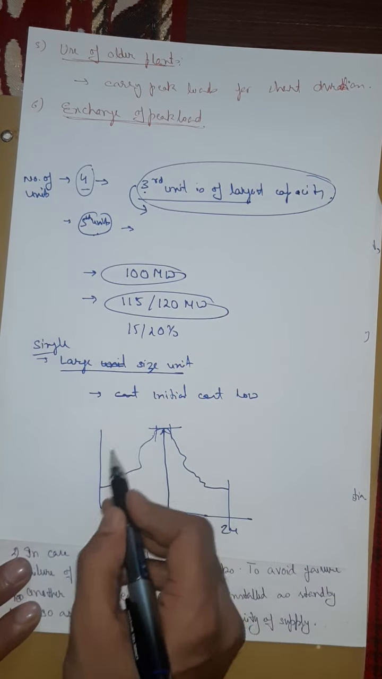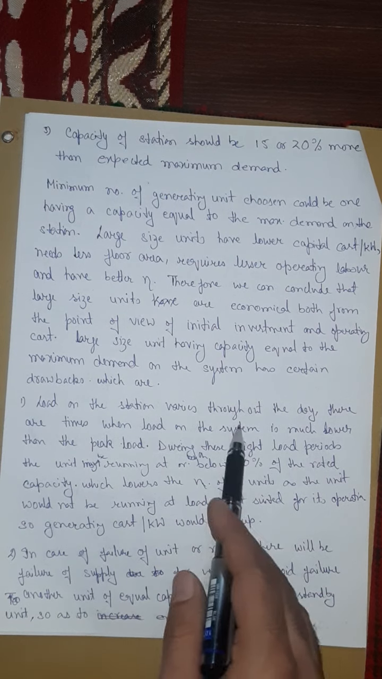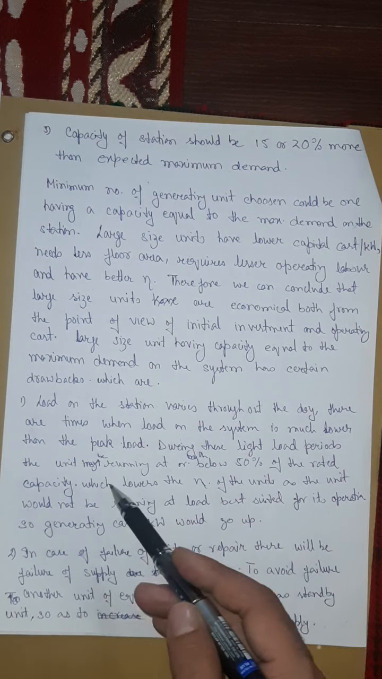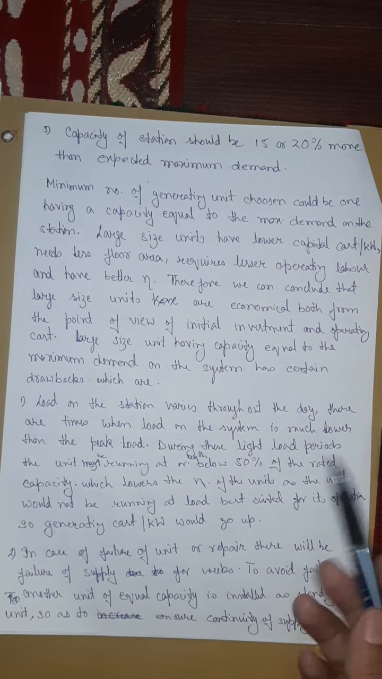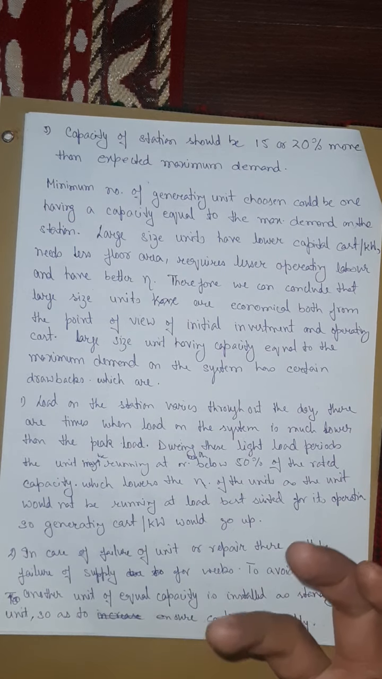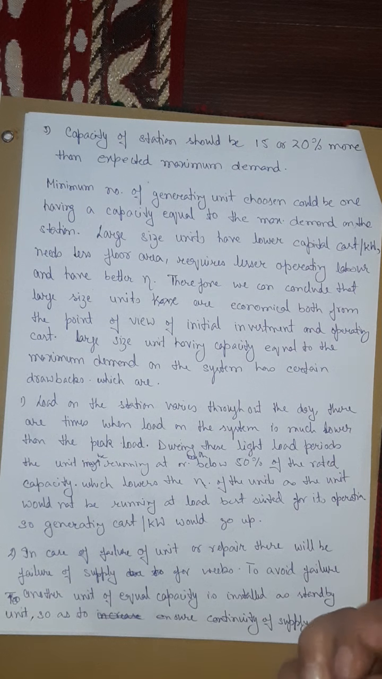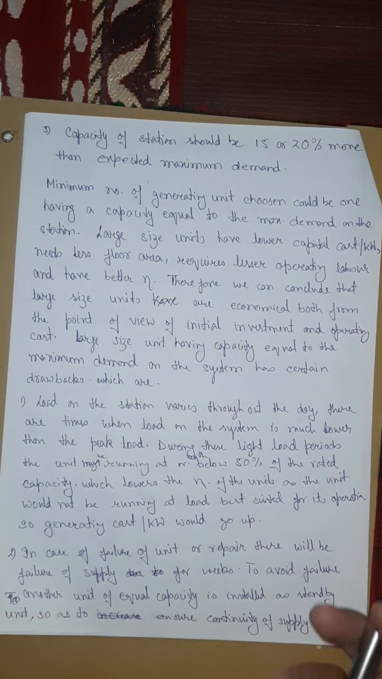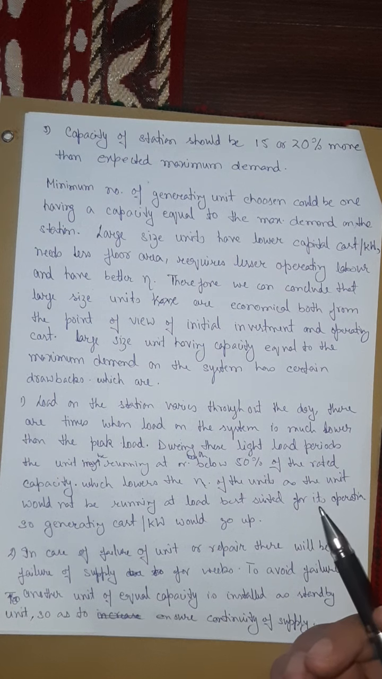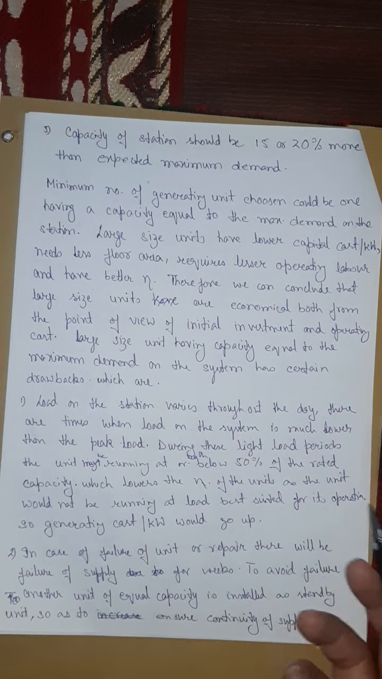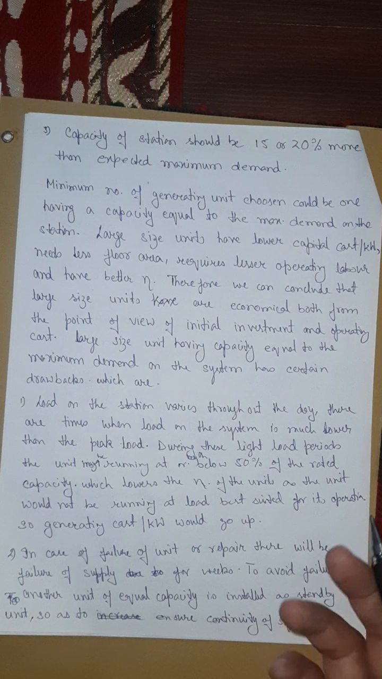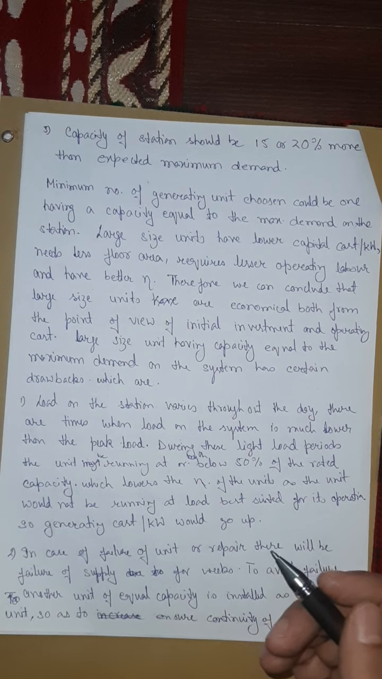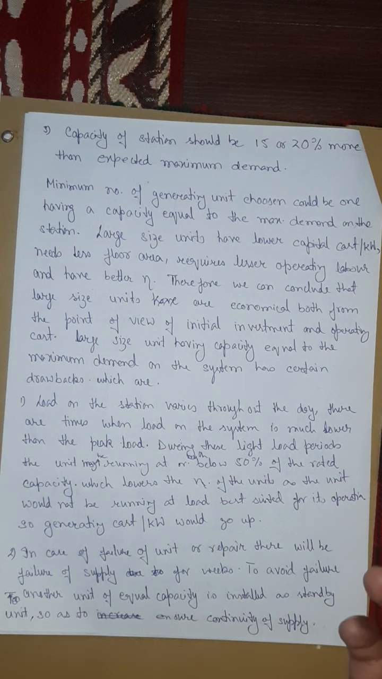Okay, so that is what it is saying here, that the load on the station varies throughout the day. There are times when the load on the system is much lower than the peak load. During these times, when the load is less than the peak load, it is called light load periods, when the load on the system is very low, or below 50% of its rated capacity. So during these periods, the efficiency of the machine will be low, because a machine operates at maximum efficiency when it is loaded to 75% of its rated capacity.